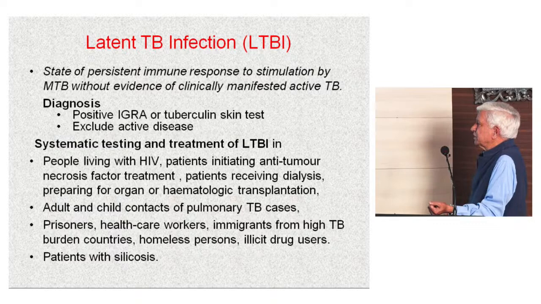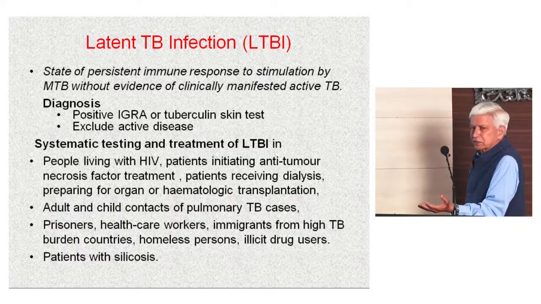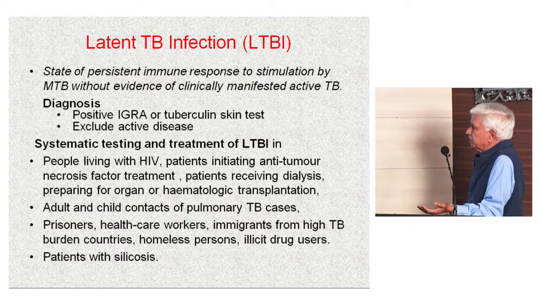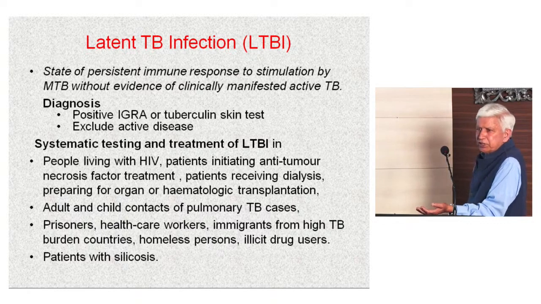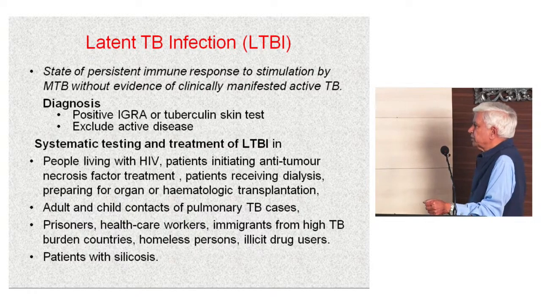Okay, systematic testing and treatment of LTBI in people, so that is the condition when it should be given: people living with HIV, patients initiated on anti-tumor necrosis factor treatment, patients on immunotherapy for cancers, for immunological diseases and so on, patients with renal disease receiving dialysis, organ or hematological transplantation. So these are the patients who must be treated, even if the Mantoux is positive and no other evidence of clinical disease is found. Then the adult and child contacts of pulmonary tuberculosis, you see.